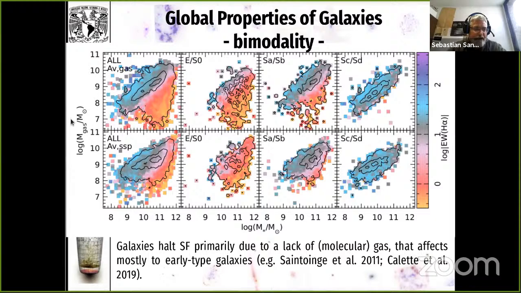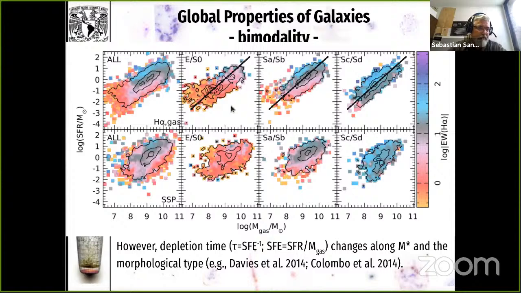So this is the diagram that relates the molecular gas, derived using two proxies based on the dust attenuations for the ionized gas and for the stellar population, against the stellar mass. For star-forming galaxies, these two quantities again follow a power law that is known as the molecular gas main sequence. And galaxies that don't present a strong star formation are well below. So it seems that the lack of molecular gas is the primary driver for quenching, or for the lack of star formation. However, efficiency also plays a role.